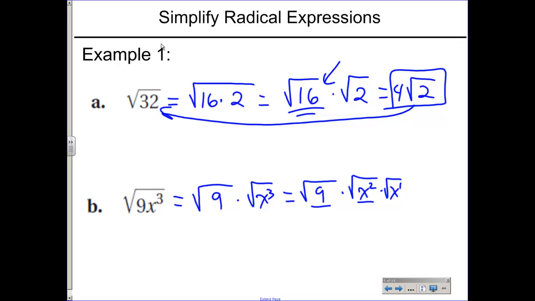So the square root of 9 is going to give me 3, and the square root of x squared is going to give me x, and I still have a square root of x underneath the radical, because x to the first by itself is not a perfect square. So anything that's not a perfect square stays under the radical sign.